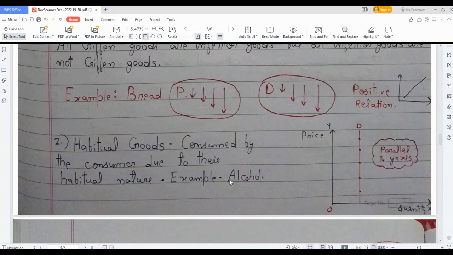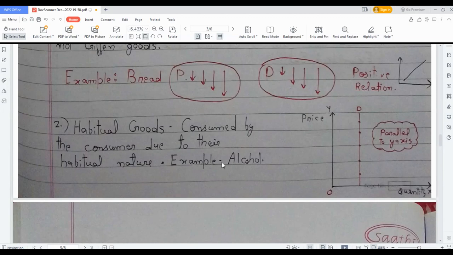Now the next point is habitual goods. Habitual goods are the goods that are consumed by the consumers due to their habit, like alcohol. Whatever the price, the consumer who has the habit to eat or drink that will consume it at that price only, whether he brings that money from robbery or anything. These are habitual goods. The demand curve of this good is parallel to the x-axis, which shows that whatever the price, the demand remains the same.